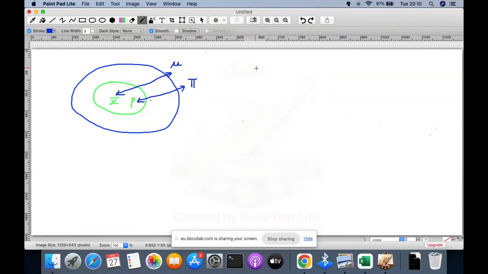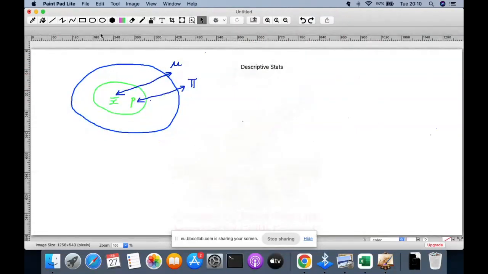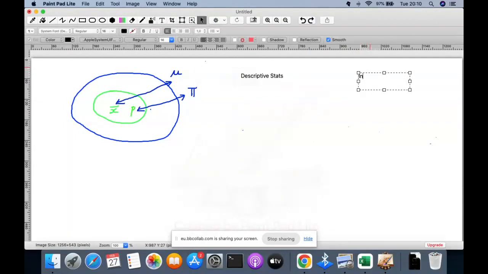All right, now you'll come across two terms for stats, right? You'll come across descriptive and you'll come across inferential. So I'm just going to write that here. You're going to come across descriptive stats, right? And you're going to come across inferential stats. And I'll explain the two in a nutshell here.